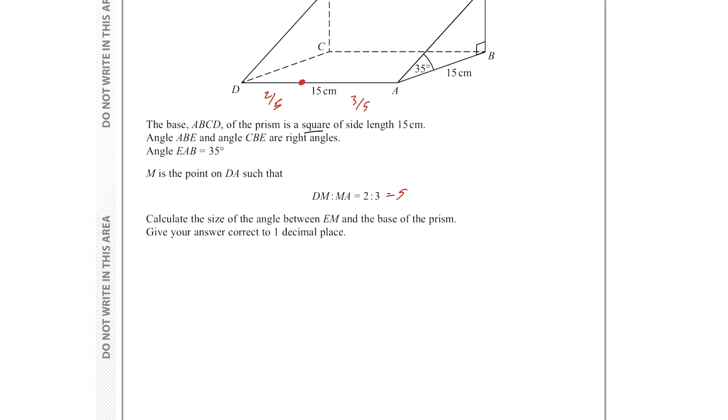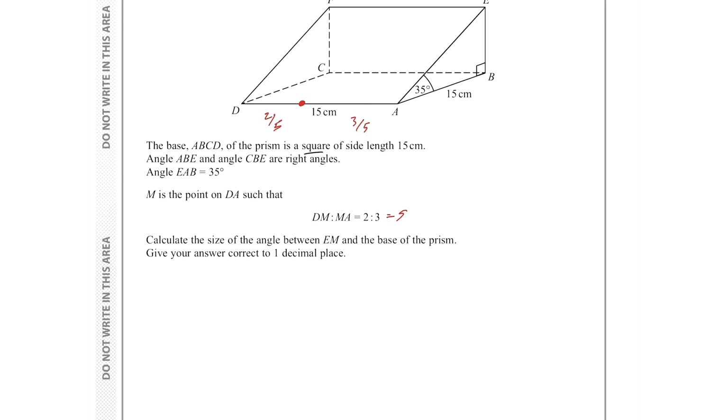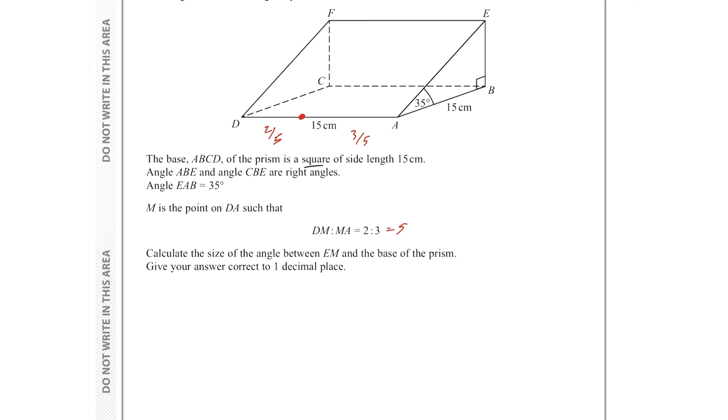Calculate the size of the angle between EM and the base, to 1 decimal place. I should also label this as M. So EM, so that's going to be EM, and then the base, so that's the base there. So it looks like quite a tricky question, and it does require quite a bit of visualization. So the first thing I'll do is draw on the blue triangle that I've just drawn in there.